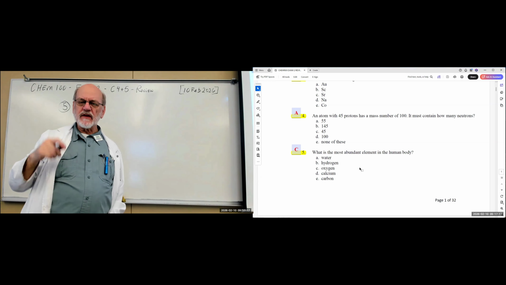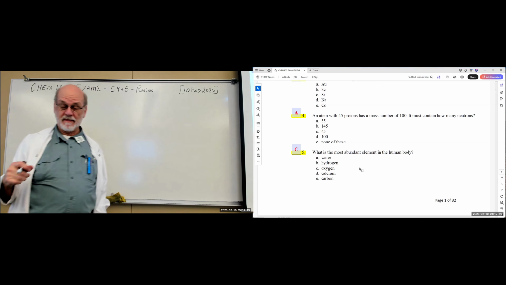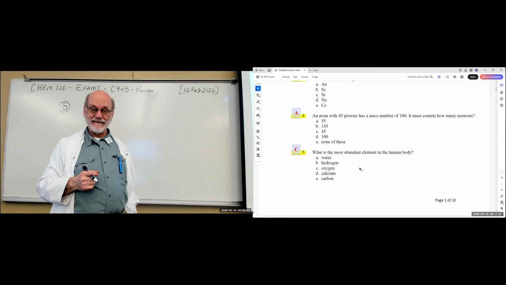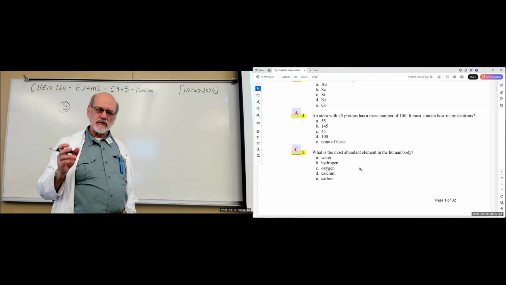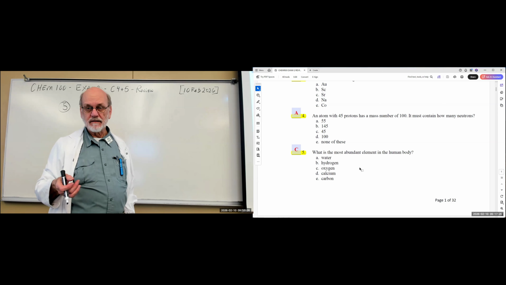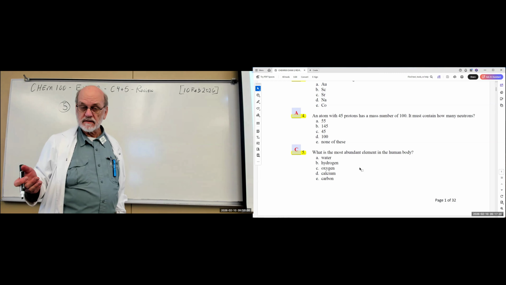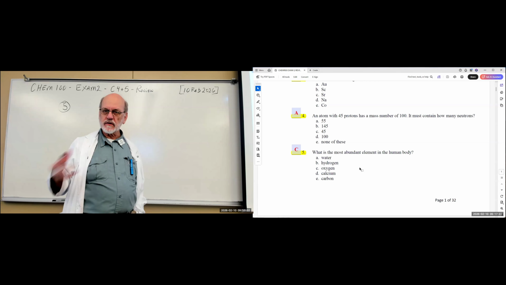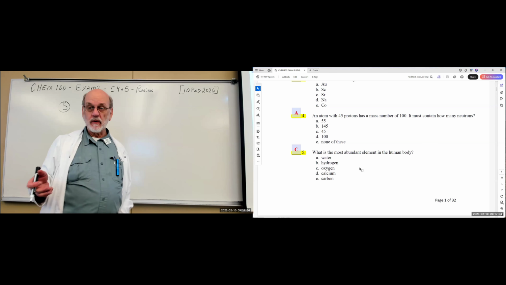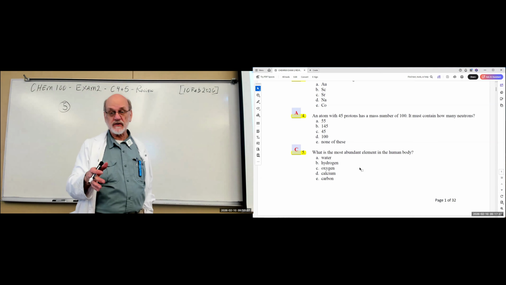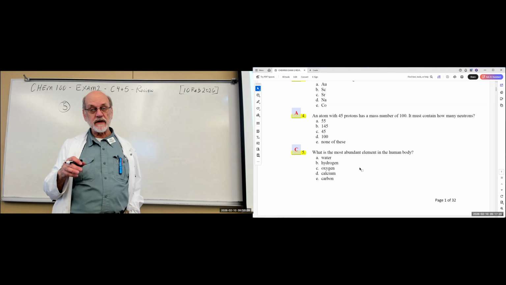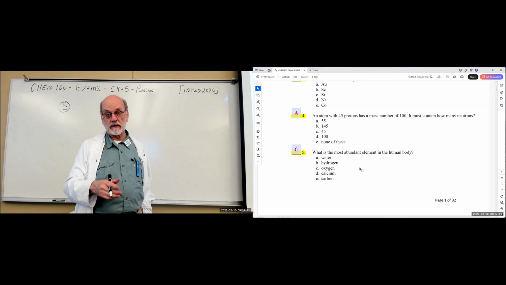What's the most abundant element in the human body? All right. When we say the most abundant, what do we mean? The largest number of atoms, or the most mass? Now, we didn't cover this in the lecture. This is in your textbook. So if you don't read the chapter, then you might miss this one.